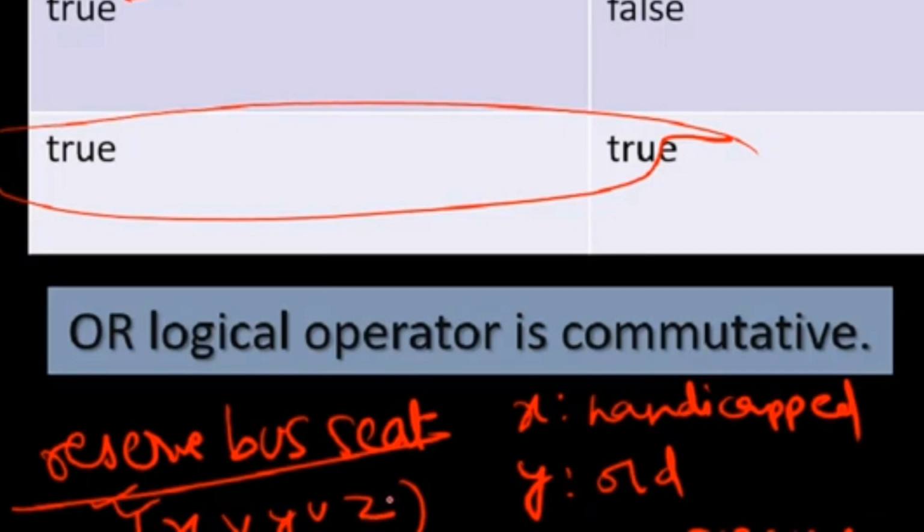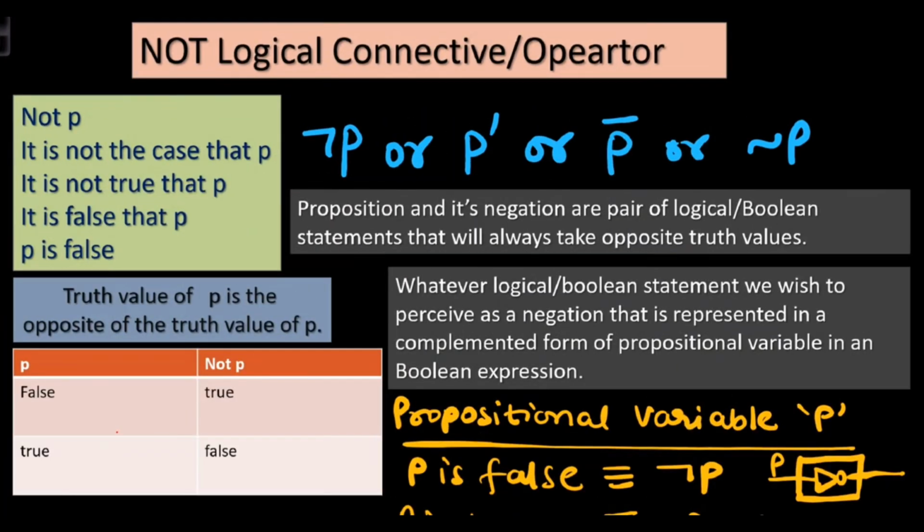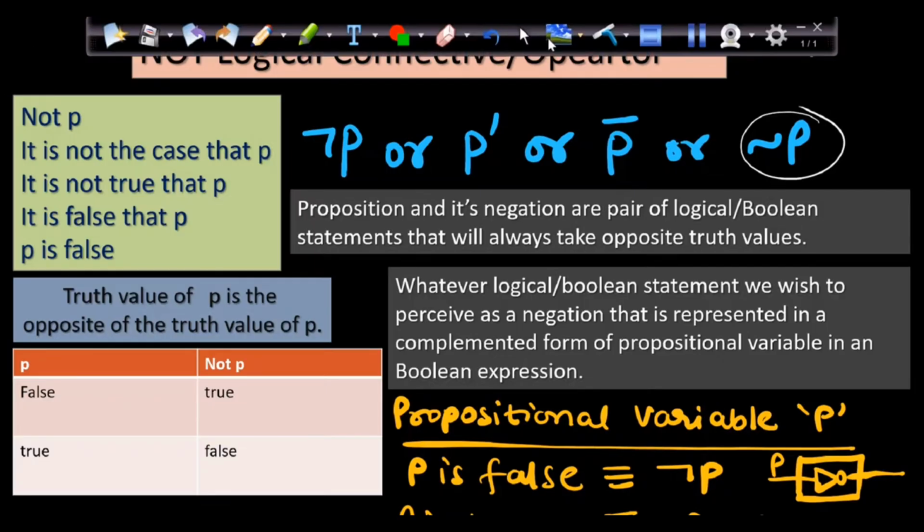Now let's look at the NOT logical operator, the NOT logical connective. When it comes to the NOT logical connective, it is actually about two opposing facts. This NOT operator is a unary operator. It is applied on just one proposition, and it will just invert the truth value. So we can say that two opposing facts can be represented by the proposition and its negation.